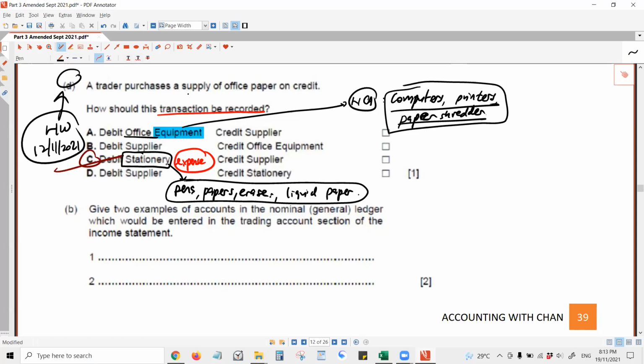Trader purchases a supply of office papers on credit. Therefore, the answer is not A, because papers are not equipment. On credit means you have not made payment, therefore credit supplier. You cannot credit cash, you cannot credit bank, so credit supplier. That is stationery. So the answer is C.